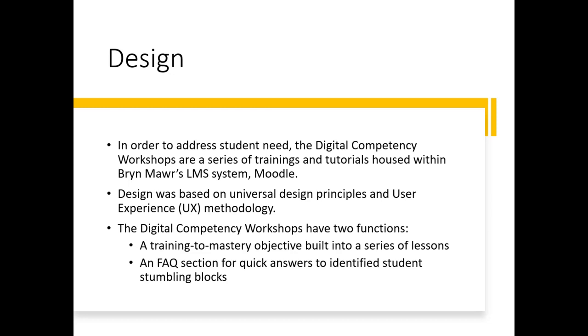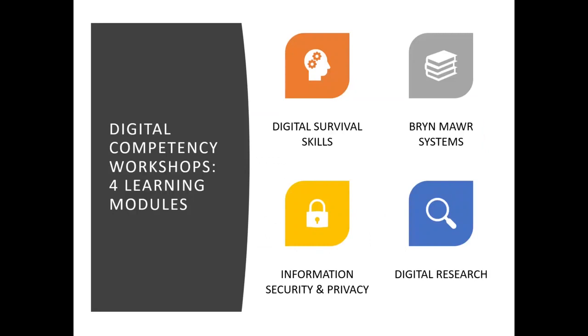The structure of the workshops was intended to provide 2 different outcomes for students, depending on their needs. 1, a training to mastery objective that was built into a series of lessons, and 2, a frequently asked questions section for quick answers to identified stumbling blocks. The workshops have 4 learning modules, shown here, which divide these elements into sections. Those sections are Digital Survival Skills, Bryn Mawr Systems, Information Security and Privacy, and Digital Research.